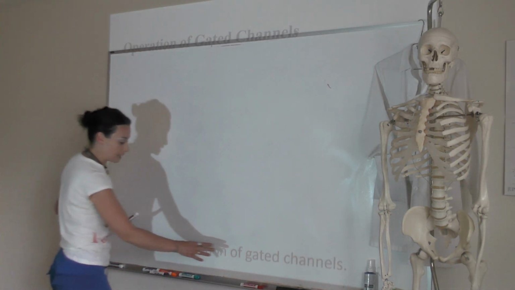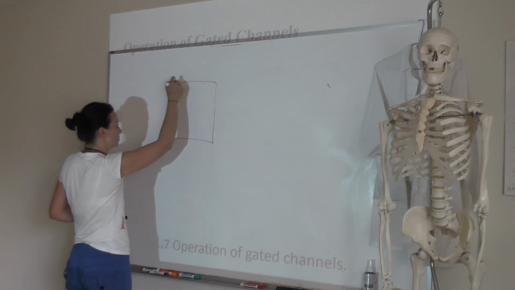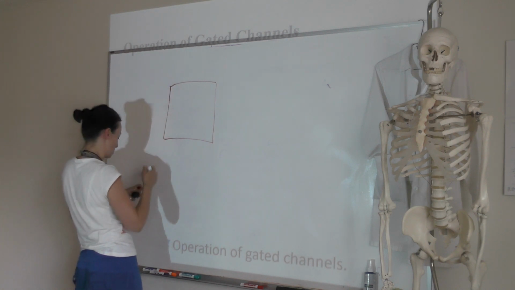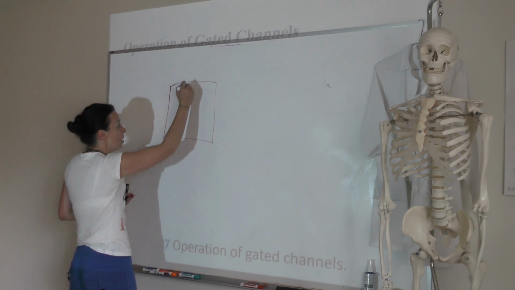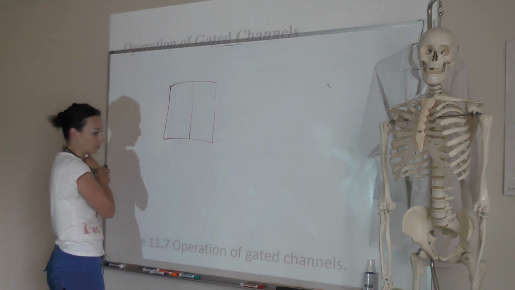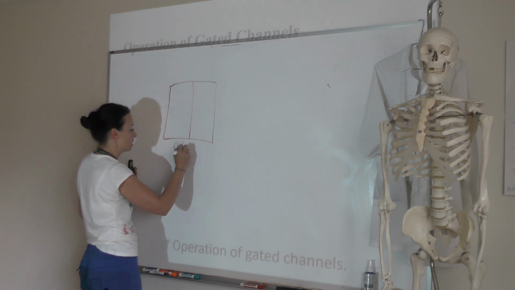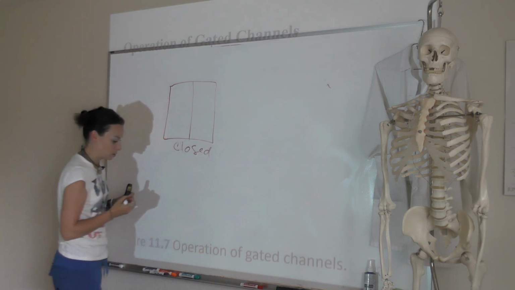The point is, a gated channel has two states, or it can have three states in the case of the voltage-gated sodium channel. I'll talk about that in a little bit. But when it's closed, nothing is flowing through. So you could say that right now our gated channel is closed and nothing is flowing through this channel.